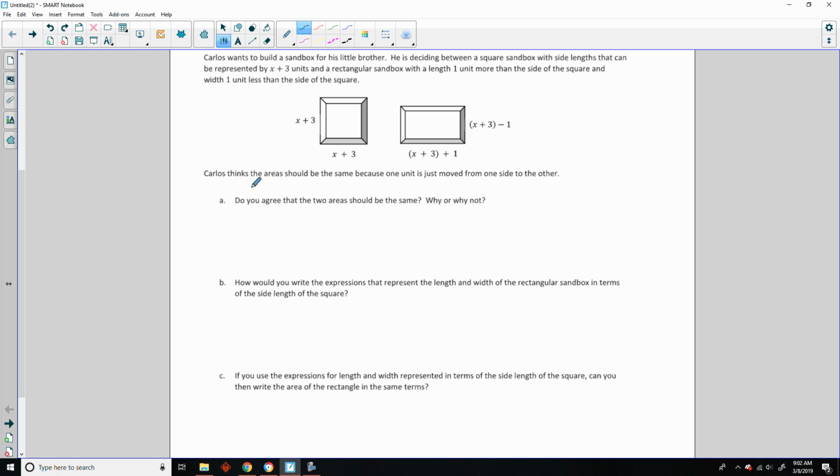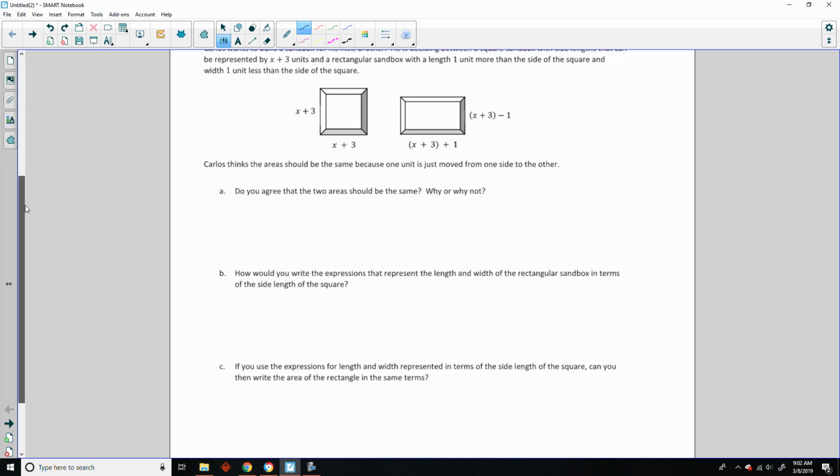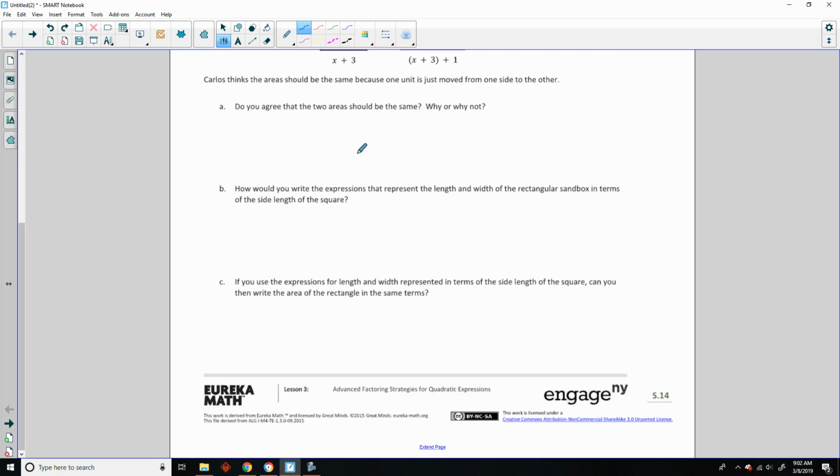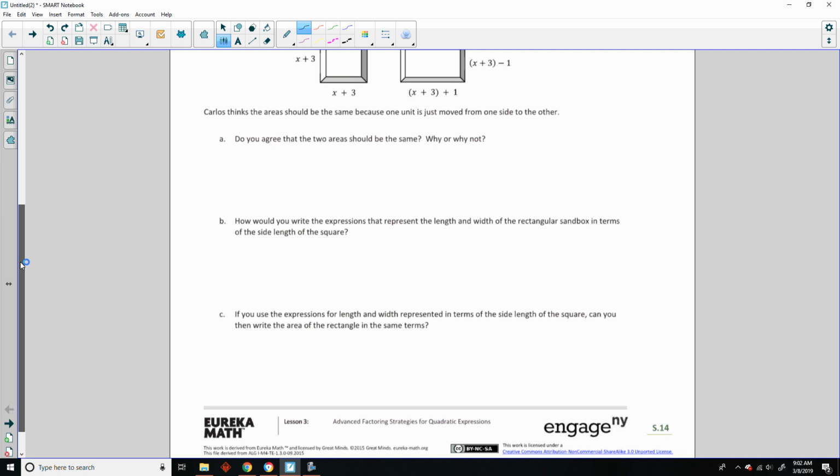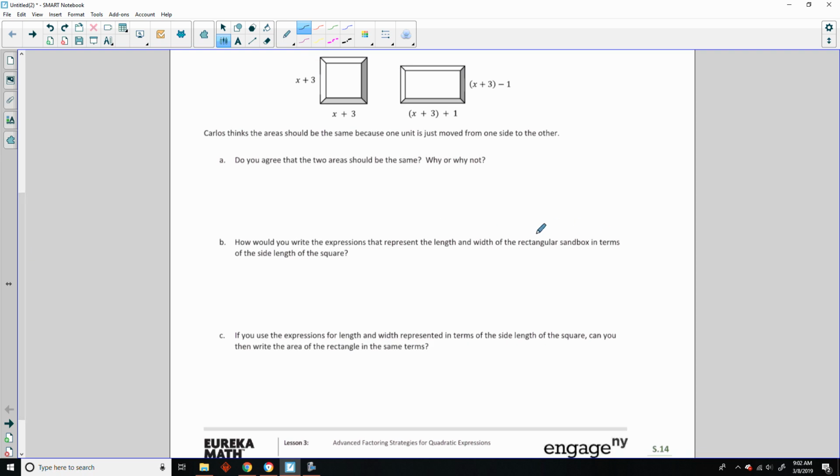Okay, so it says A, do you agree that the two areas should be the same? Why or why not? Well, I'm going to skip that for now and come back, and I'm going to show you a quick way to check it after. B, how would you write the expressions that represent the length and width of a rectangular sandbox in terms of the side length of the square?